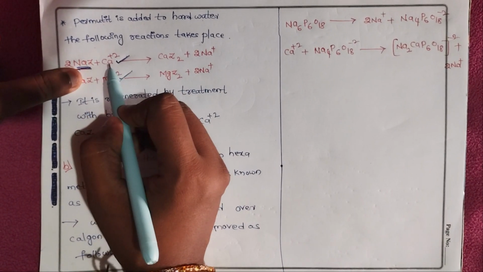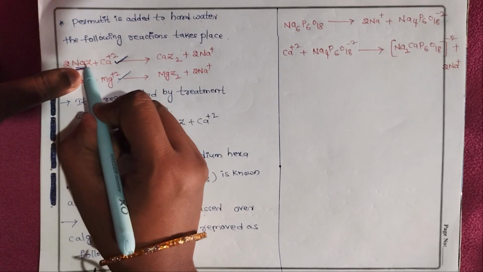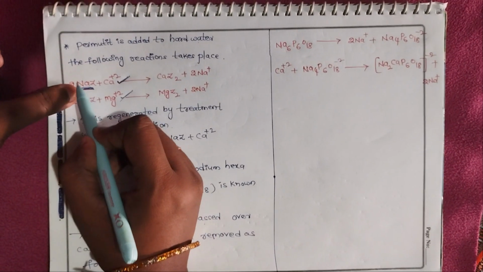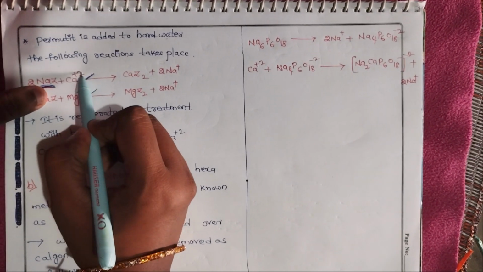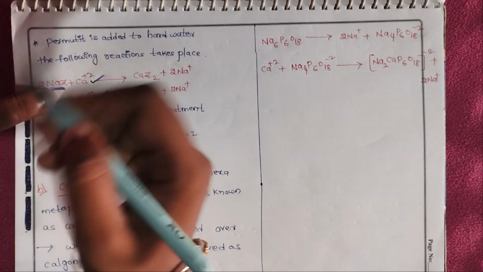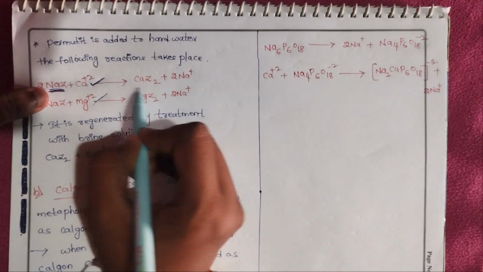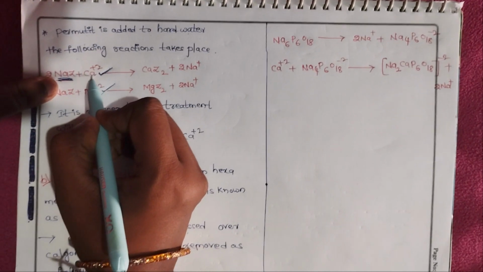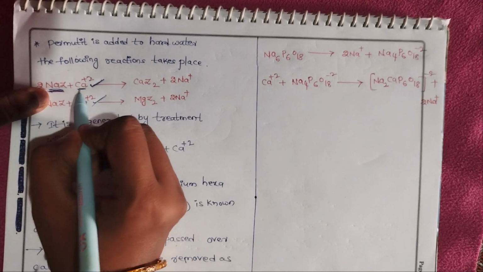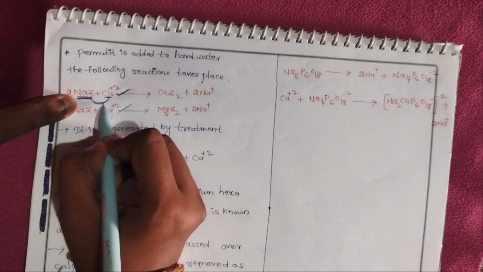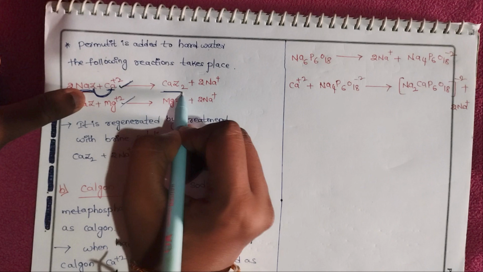How do we explain the removal of hardness by adding permutit? We have to explain the reactions. NaZ is the permutit. In hard water, for example, a calcium ion is present. How does the exchange happen? Ion exchange means ions are exchanged with each other. When the calcium ions react with the permutit, what reaction do we observe?